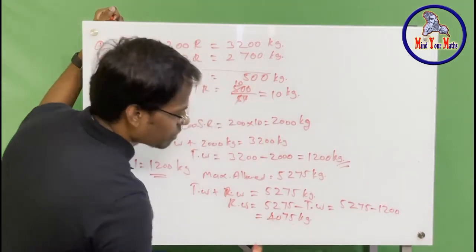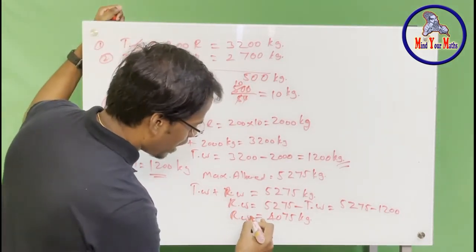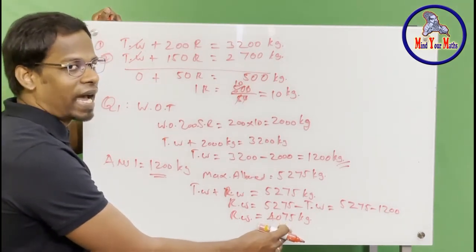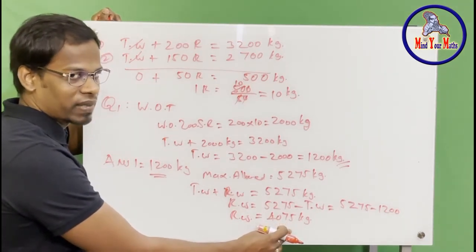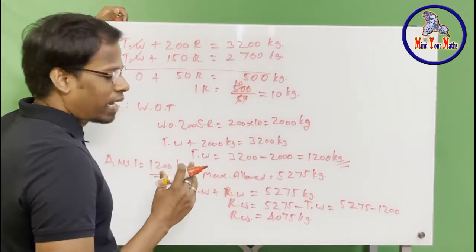4075 kilograms, right? Got it? Okay, so this is the rice weight, the weight of the rice. We haven't found the number of sacks yet. Okay, so now to find the number of sacks, what do we do?